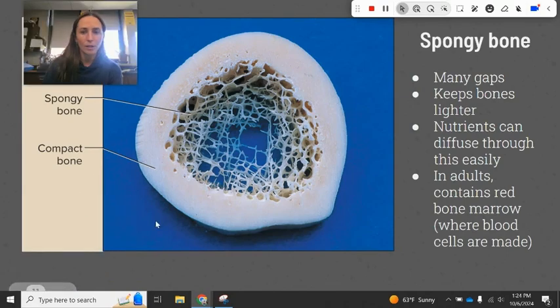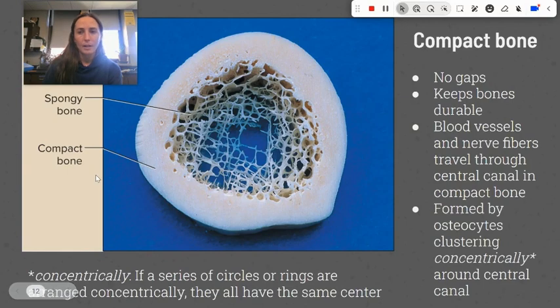And if you are looking at that compact bone, right, it's what keeps our bones super durable. Blood vessels and nerve fibers can travel through a central canal in compact bone. And we want those nerve cells and blood cells to get everywhere so we can get nutrients and send signals when something's out of whack. And this is really formed by osteocytes, which is a special type of bone cell that we're going to look at. And they're clustering concentrically around the central canal.